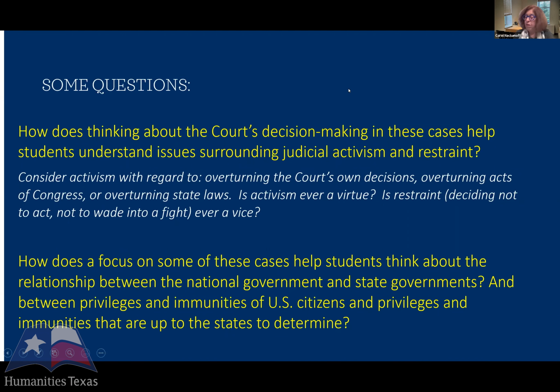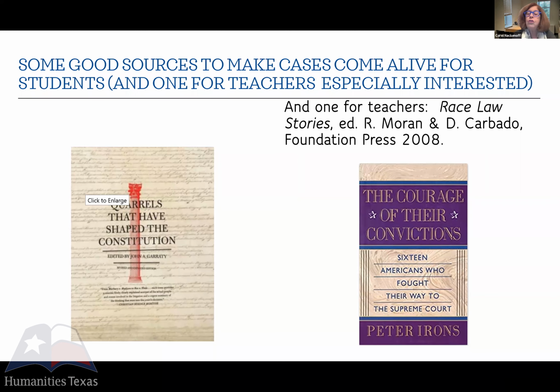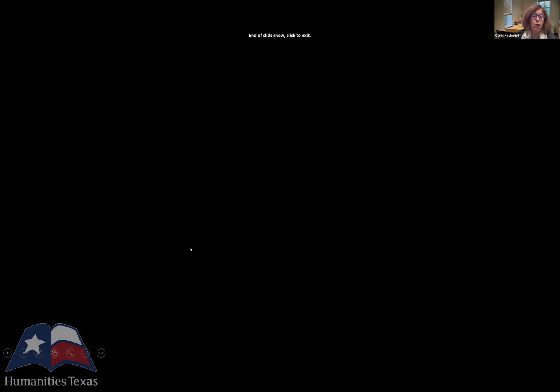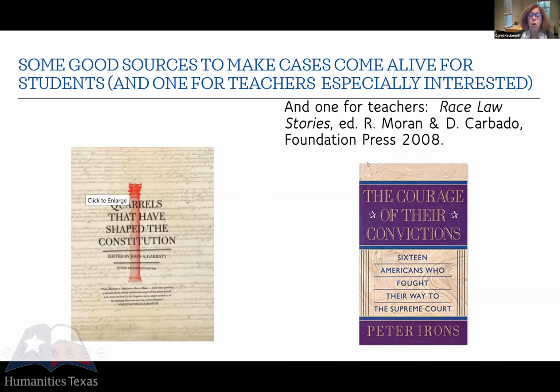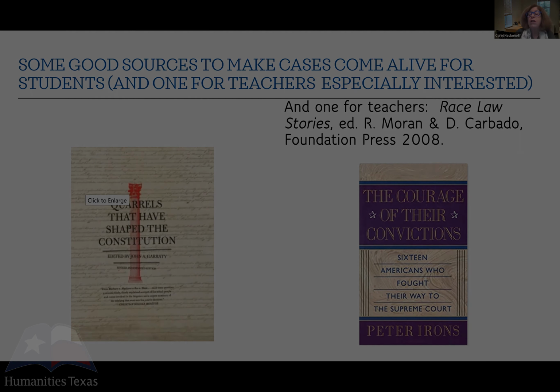I believe I have one last slide, and that is some good sources. I think Quarrels That Have Shaped the Constitution is a wonderful source for students because it tells the stories about the people, the drama behind a bunch of individual cases. Peter Irons does too, although Peter Irons tends to focus more on First Amendment kinds of issues. But those are both very good books. And then for the teachers, definitely not for the students, because it's just going to be over their heads, Race Law Stories. It's a Foundation Press book, and it is not as lively, but it explains the law very well.